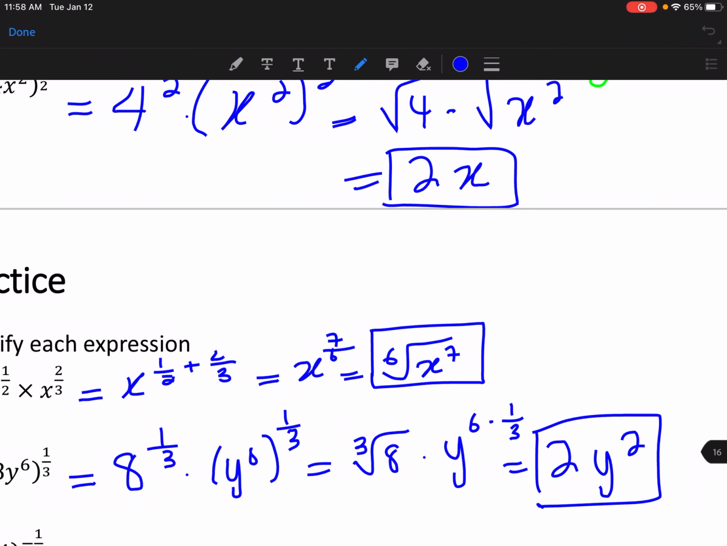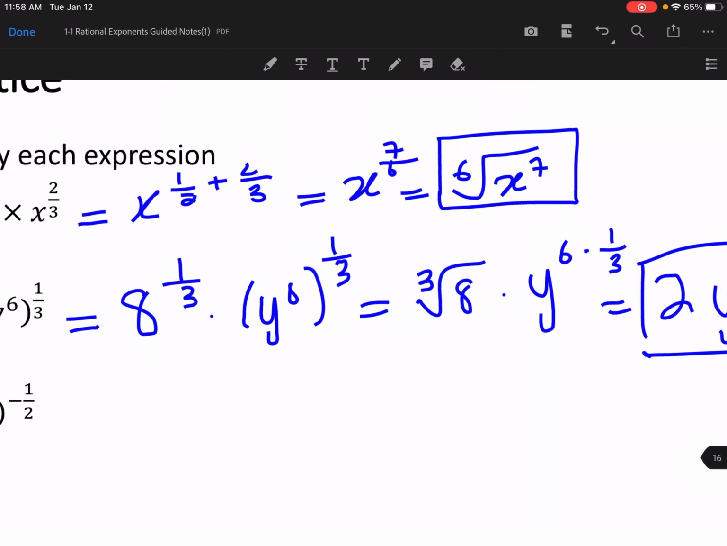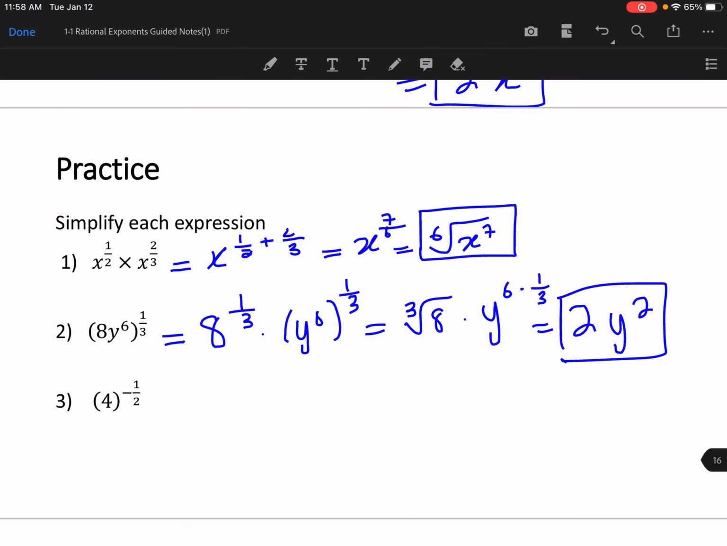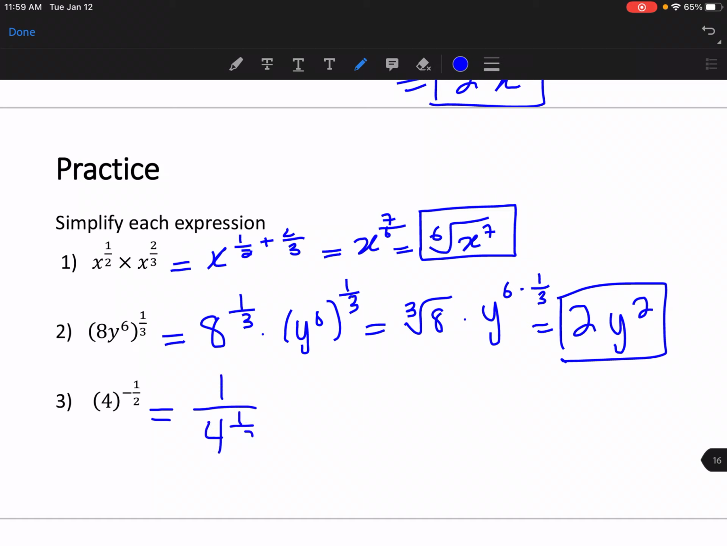And then let's look at number 3. If I have 4 to the negative 1/2, then to rewrite it, we need to rewrite it as a reciprocal, which is 1 over 4 to the 1/2, which is equal to 1 over 4 to the 1/2. Again, here my 2 is my index, so that is the square root of 4. 4 to the 1/2 is the same as the square root of 4, so that gives me 1/2.